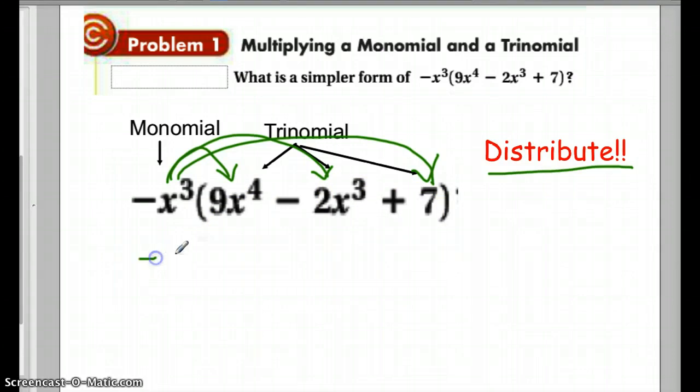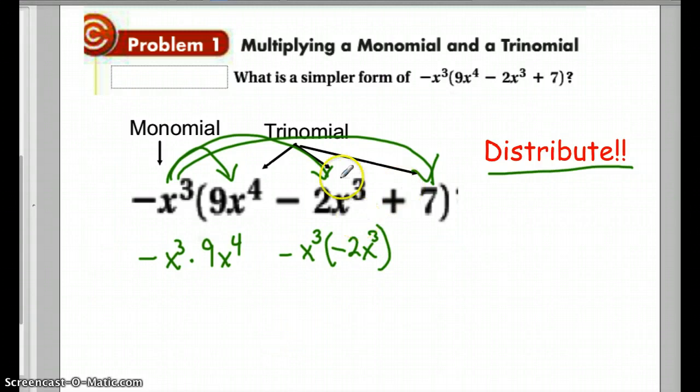So we take a negative x to the third and we multiply it times 9x to the fourth. And then we take a negative x to the third and we multiply it by a negative 2x to the third. And we take a negative x to the third and we multiply it by a positive 7.